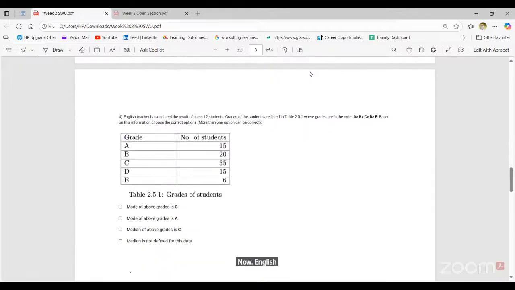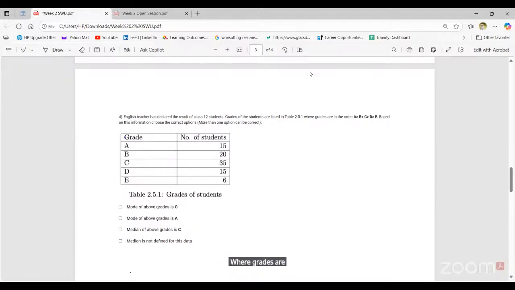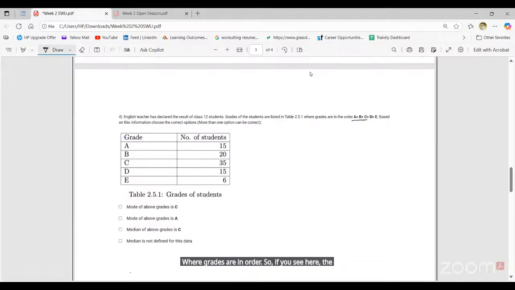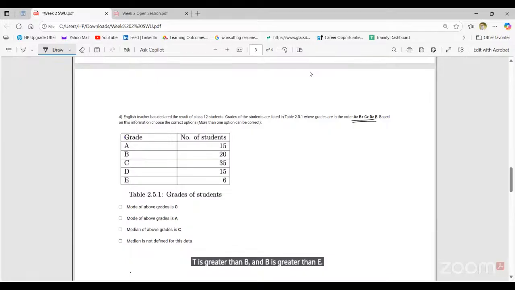Now, the English teacher has declared the result of class 12 students. Grades of the students are listed below, where grades are in order. So if you see here, I have specified that my grades are in order. That is, A is greater than B, B is greater than C, C is greater than D, and D is greater than E. Based on this information, choose the correct options. Now tell me the answer. Ma'am, option A and option C are correct.